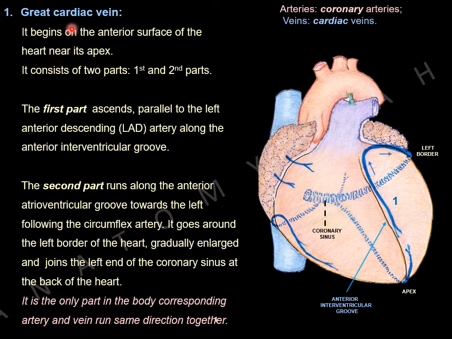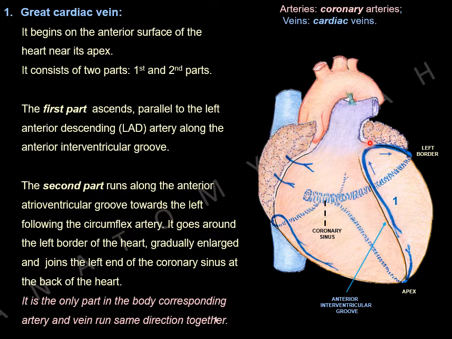Great cardiac vein consists of two parts, first part and the second part. The first part begins at the lower part of the anterior interventricular groove. It goes up right to the anterior atrioventricular groove. This is the first part.